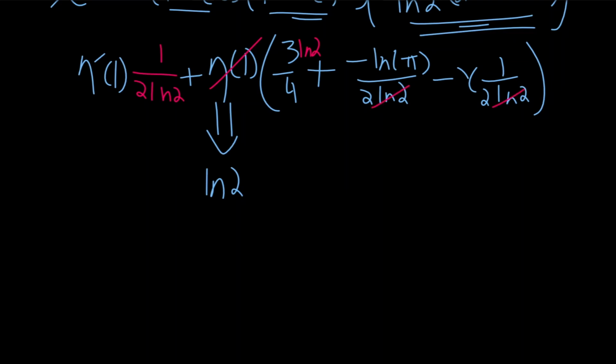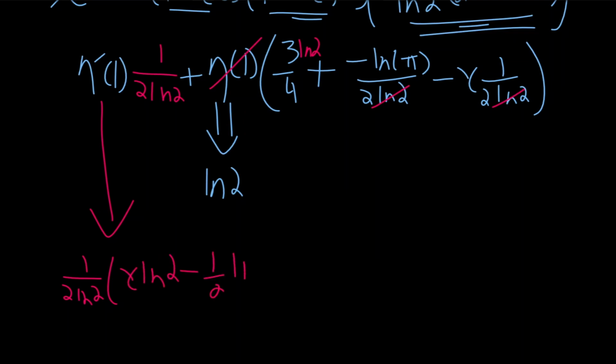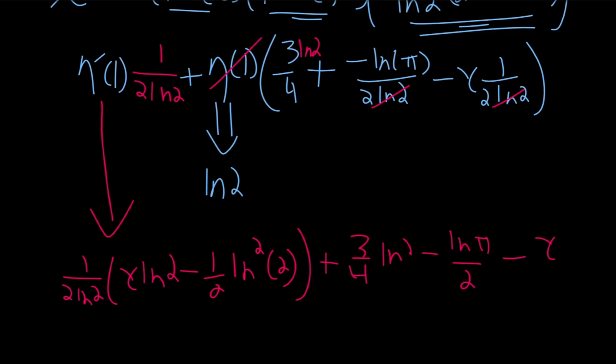So let's go ahead and expand out everything right here. Let's drop in what we found for eta prime of 1. Eta prime of 1, as we already said, just throwing out this term right here, was Euler-Mascheroni constant times the natural log of 2, and then minus 1/2 natural log squared of 2. Okay, and then we're going to have plus all this other stuff. So plus 3/4 natural log of 2, and then minus the natural log of pi on 2, and then minus Euler-Mascheroni constant on 2.